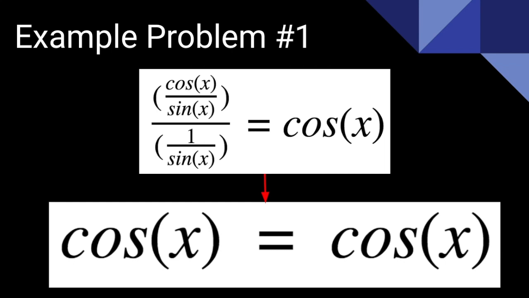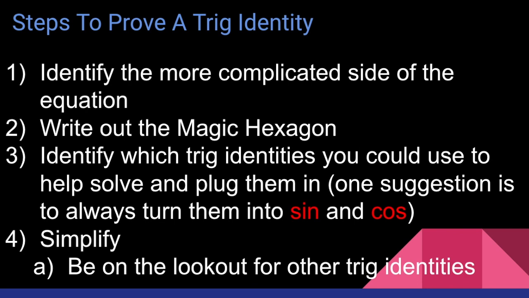So now that you have a taste of what it's like to prove a trig identity, I'm going to show you a bit of a more complicated problem where we're going to add an extra step. So again, you're going to want to identify the more complicated side of the equation, then write out the magic hexagon, then identify which trig identities you could use to help solve and plug them in, and you're going to want to focus on using sine and cosine, and then you're going to want to simplify.